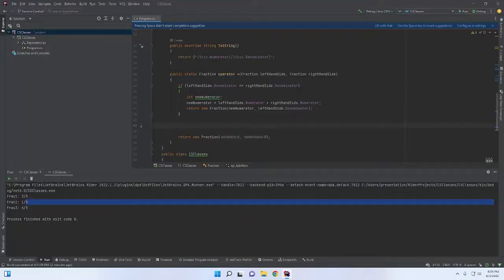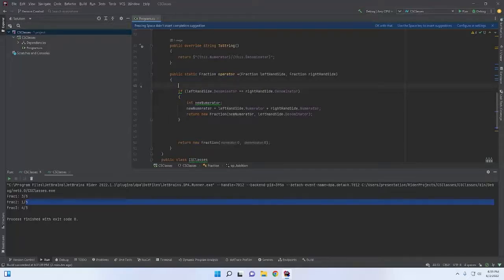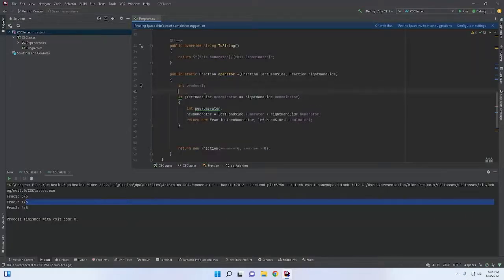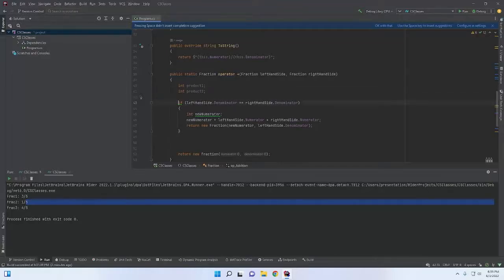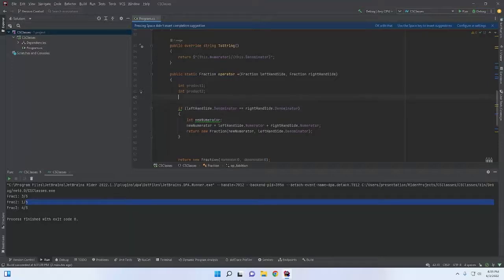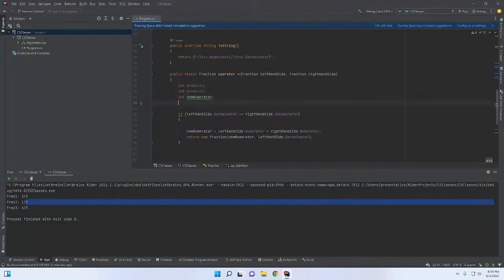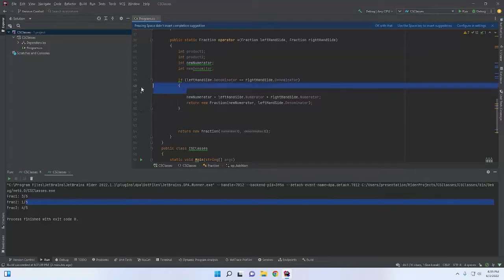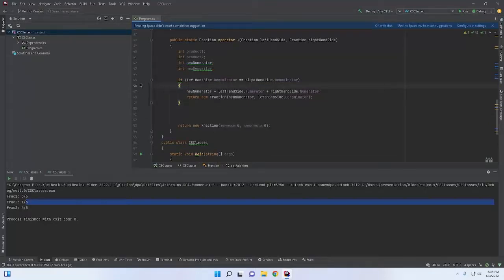So let's go ahead and create two new variables, int product1, int product2, and we need a new numerator and a new denominator. So actually I'm going to take this new numerator from here, put it up there, and define int new denominator there. Now we didn't change anything here except I moved new numerator out of this if, because I need new numerator outside of there. So this is going to stay the same.